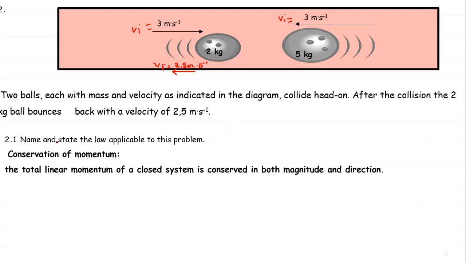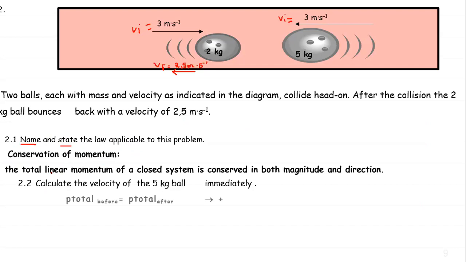Then we are required to name and state the law applicable to this problem. So the law that is applicable to this problem is the law of conservation of linear momentum. But they didn't just say we must name the law, so you need to read thoroughly. We are also required to state it. And we know that the total linear momentum of an isolated system is conserved in both magnitude and direction.